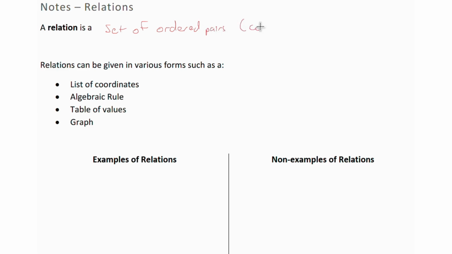What we normally call those are coordinates, but they don't necessarily have to be written in that form. So all it is, is a set of pairs where the order matters. So the first thing and the second thing, it matters which one comes first. Relations are given in lots of different forms. The most common forms are a list of coordinates, an algebraic rule, a table of values, or indeed a graph.